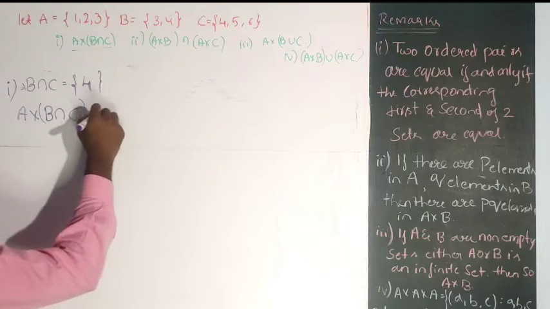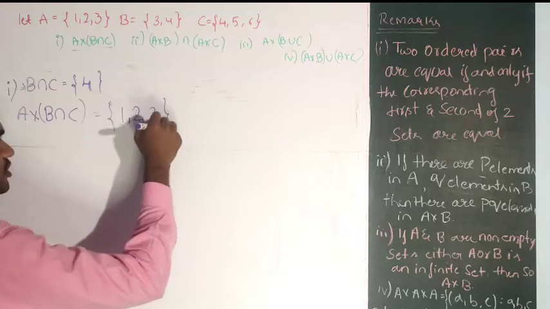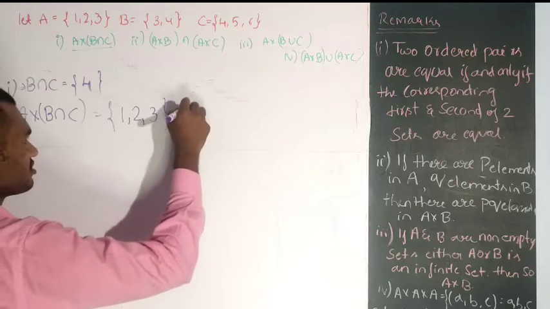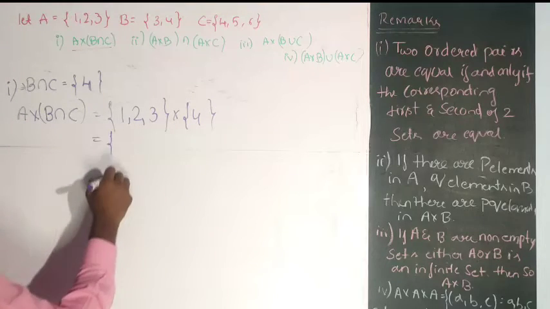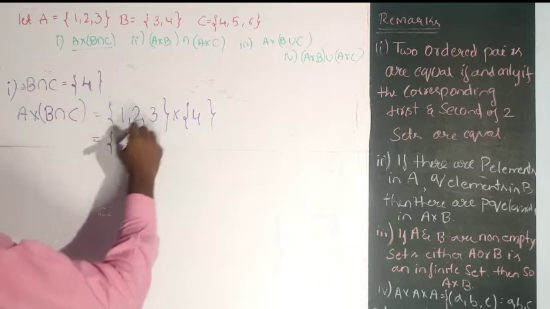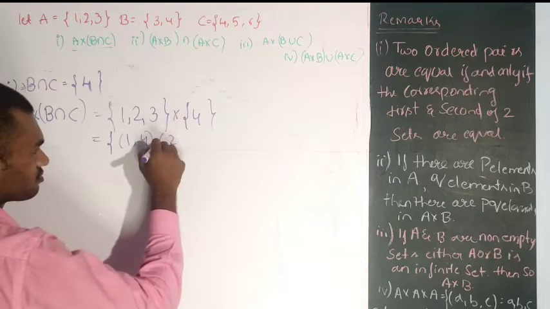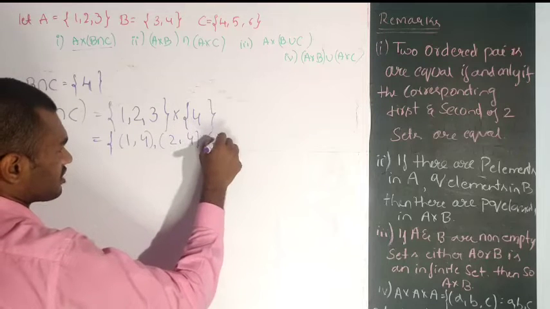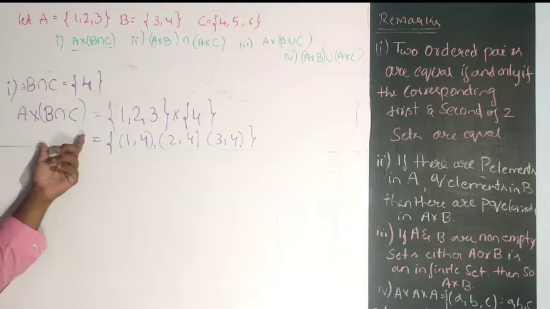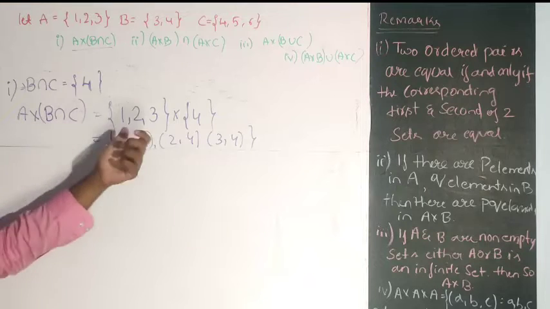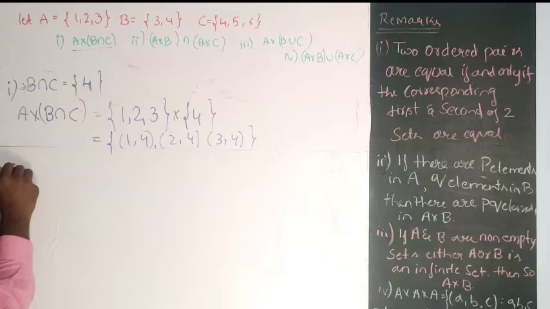Now I will write the elements of A cross the elements of B intersection C. Now we need to collect the ordered pairs. Let us go through 1 comma 4, 2 comma 4, 3 comma 4. This is what A cross (B intersection C) says. Now the second one.